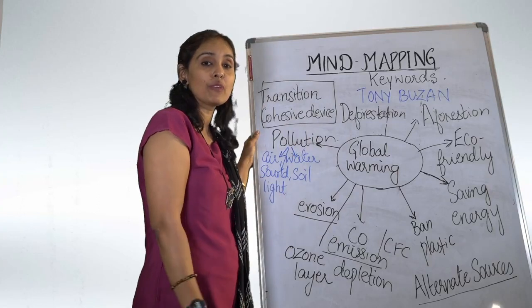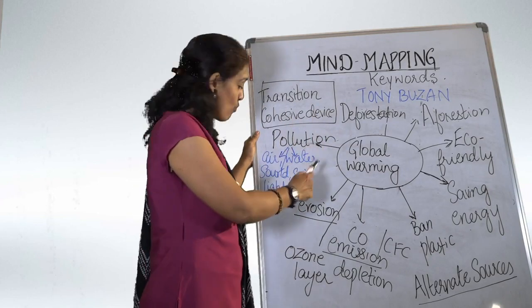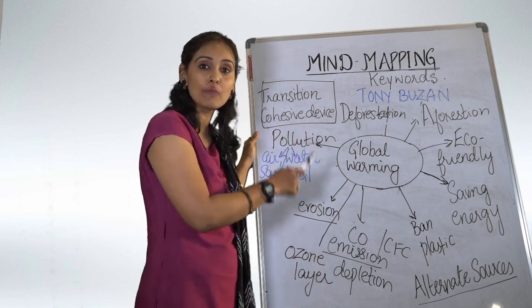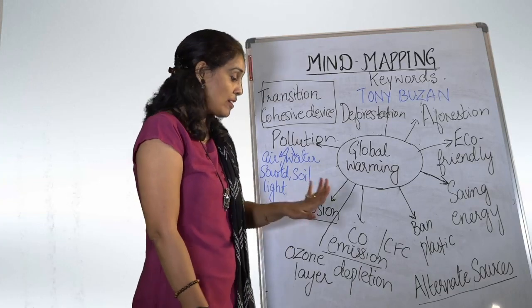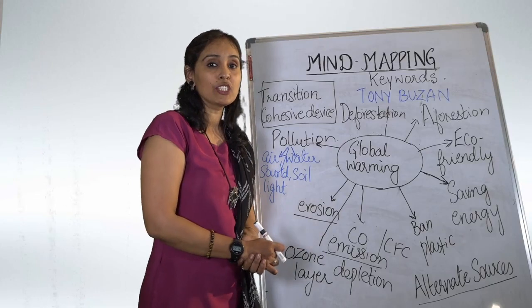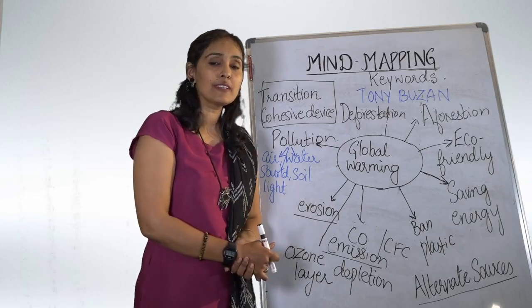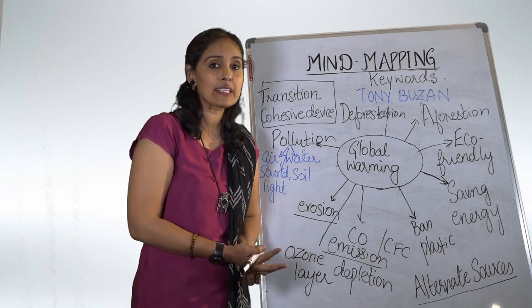And under pollution, we can have some more branches like air pollution, water pollution, sound pollution, soil pollution, light pollution, etc. Erosion, carbon emission, the ozone layer depletion, deforestation, etc. The careless use of resources is one of the major reasons.